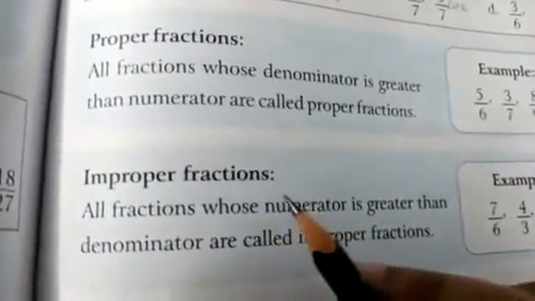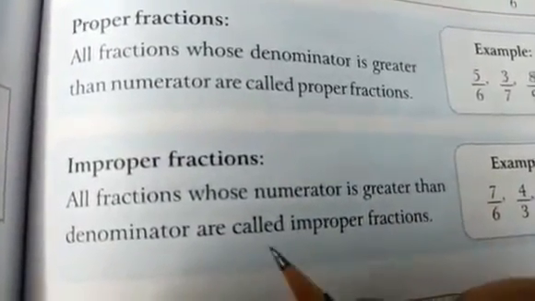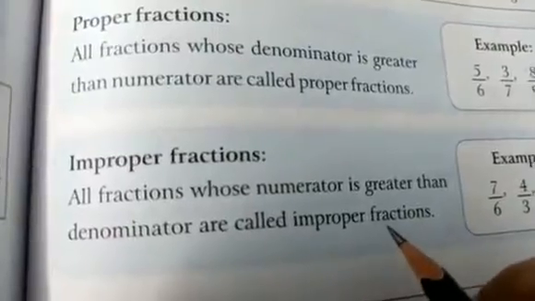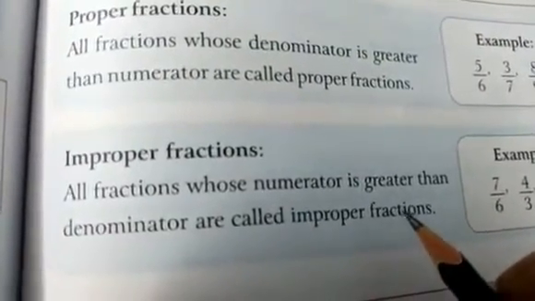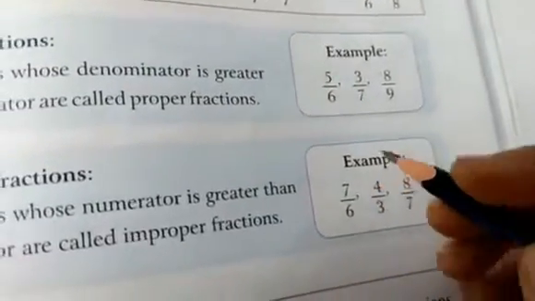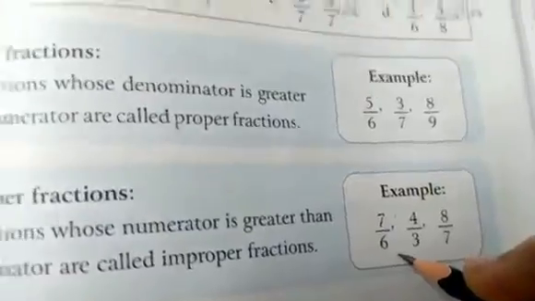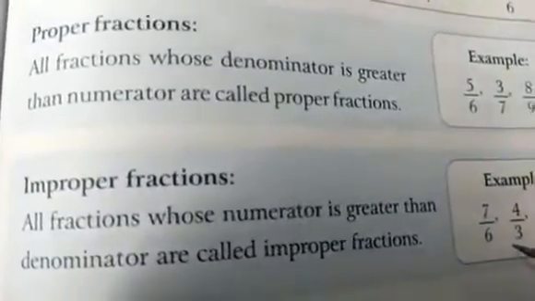Then improper fraction. All fractions whose numerator is greater than denominator are called improper fractions. अब जिसके न्यूमरेटर्स ग्रेटर है और डिनोमिनेटर्स स्मॉलर है वो हो गए आपके improper fractions.